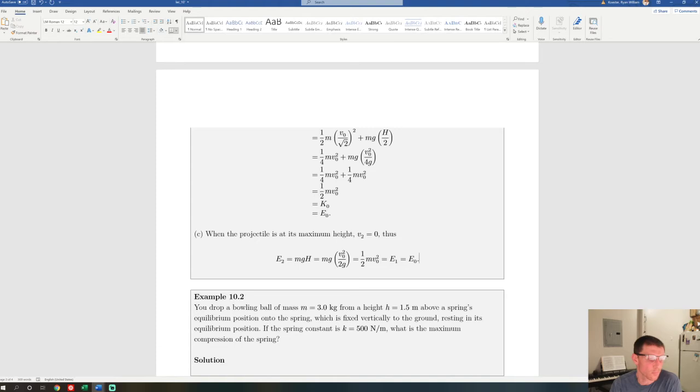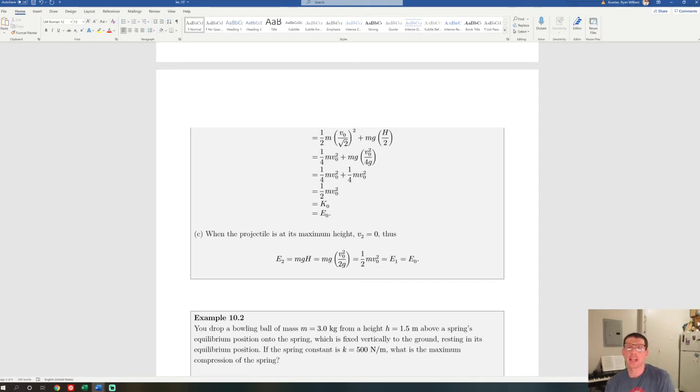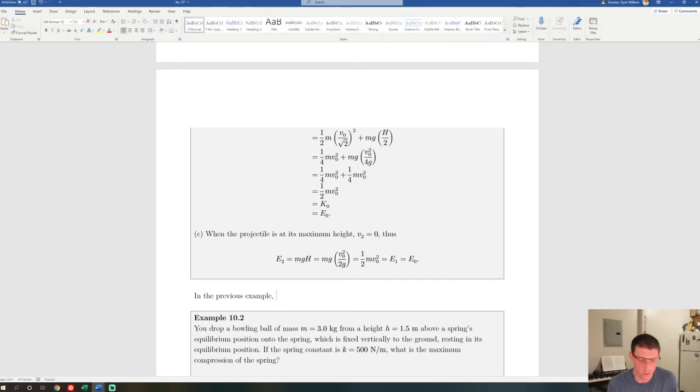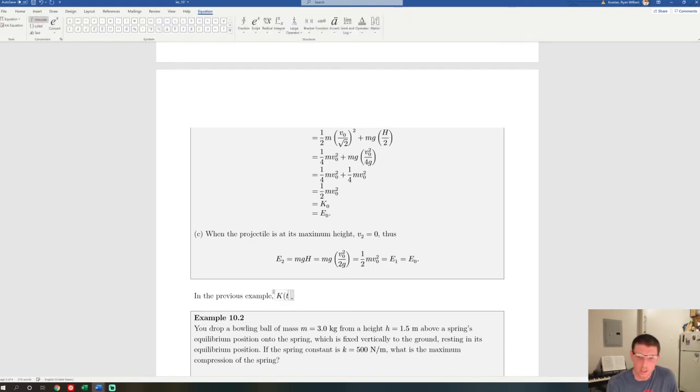Cool. Okay, I just want to stress this. In the previous example, the one we just did, we have the kinetic energy, and I'm going to write this as a function. Whoa, I accidentally hit Alt-Shift, so my Russian keyboard is taking over. Okay, here we go.